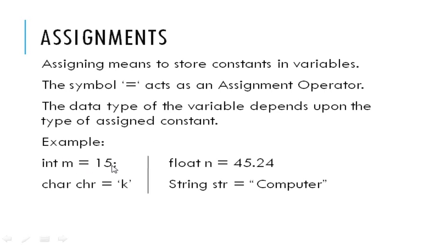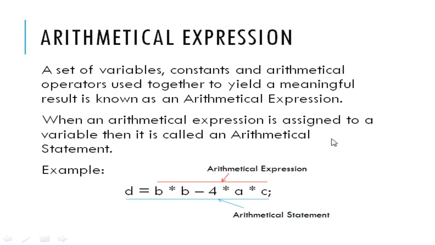So you are going to see some examples. So int m equal to 15, okay, and then char chr equal to k within single quotes, float n equal to 45.24, string str equal to, within double quotes, the name. So these are some of the assignment statements used.